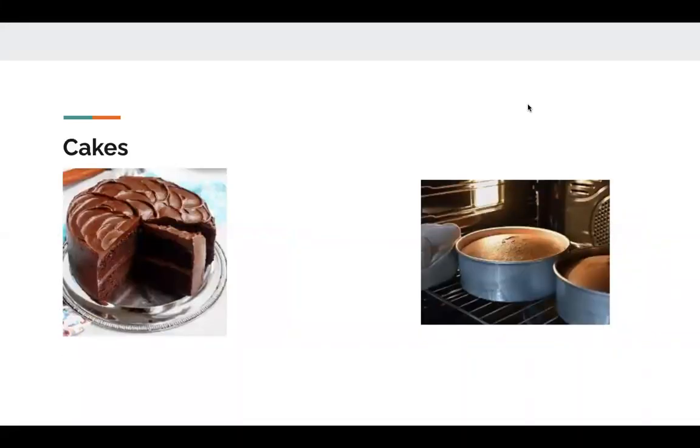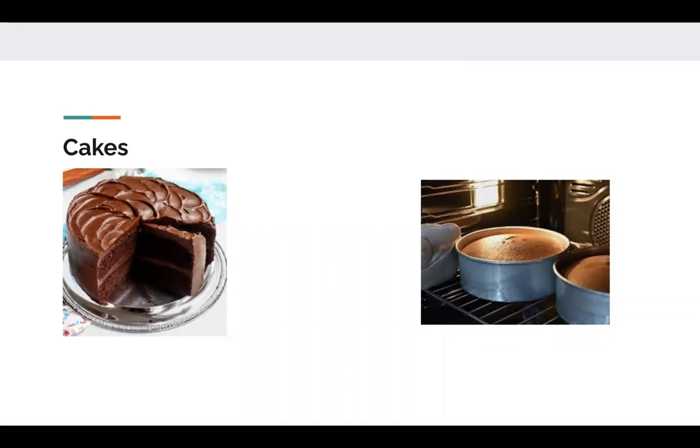Some of the chemical reactions from the cake are denaturization of proteins in the eggs and flour. This causes the batter to become more stable.